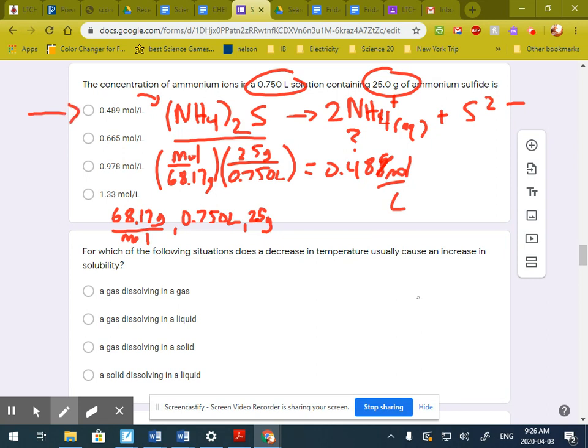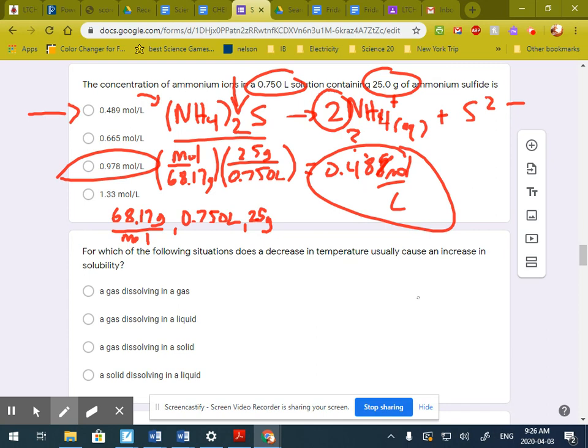Now, that's not the answer, because what I've calculated here is the concentration of this. I need the ion, and guess what the ratio is? Twice the amount. So that's the answer. I have to times that by 2, times by where you're going, divide by where you've been. Very tough question.